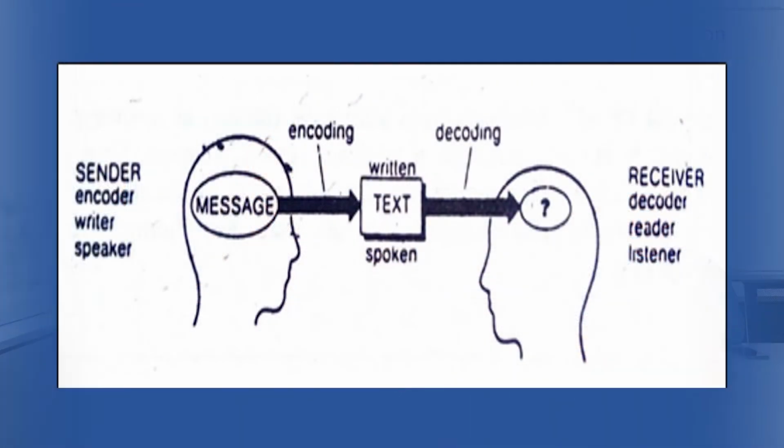And here is a sort of diagram which will tell you all about this whole communication process. So sender, the message, the encoding, and the message could be a text written or spoken, then decoding, and how the receiver decodes the text. So this is basically what communication is all about.